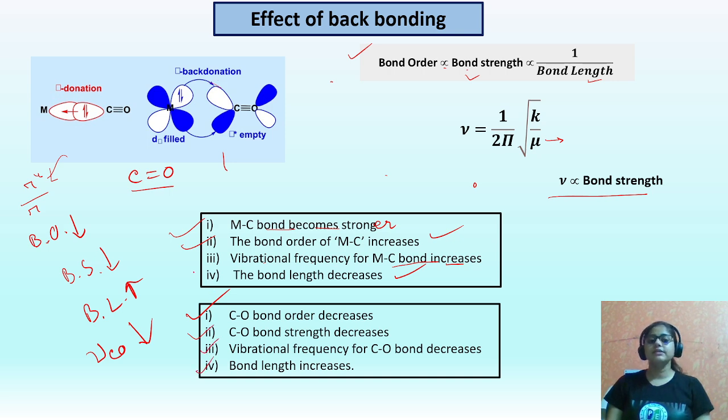So my advice is, don't try to remember all these things because you can be confused in the exam. You should remember the facts here, how it actually happens after donation, the pi accepting in the pi star. That way you try to remember the facts, not the results.